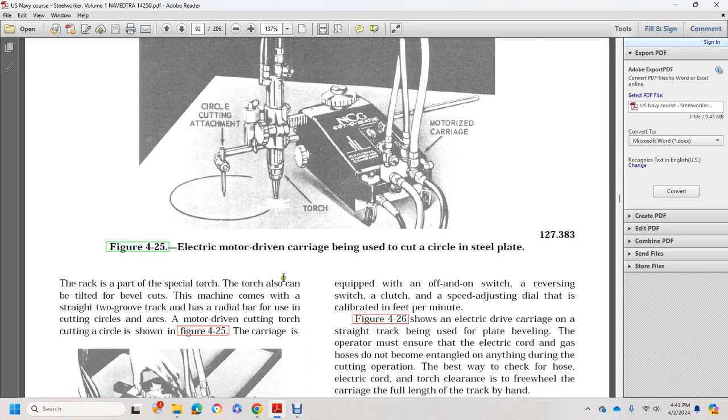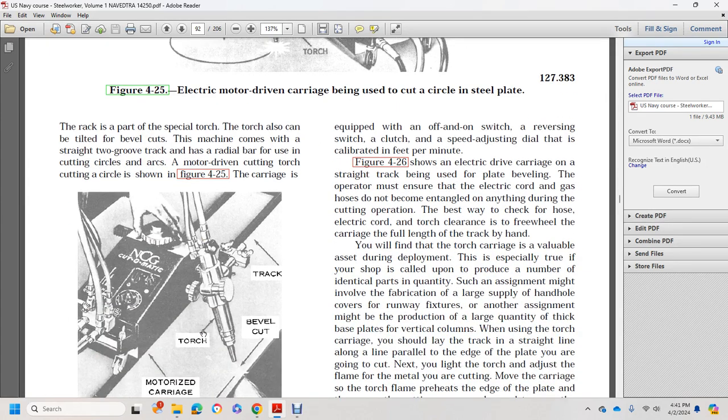The rack is part of the special torch. The torch can also be tilted for the bevel cut. The machine comes with a straight two-groove torch radial bar used for cutting circles and arcs, shown in figure 425. The motor for the cutting torch is equipped with an off and on switch, a reversing switch and clutch, and a speed adjusting dial that is calibrated in feet per minute.